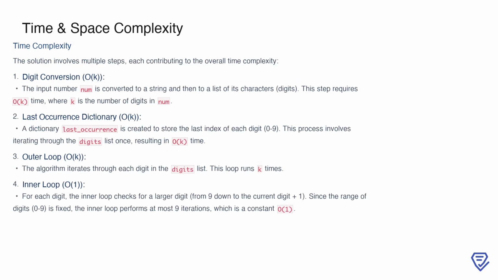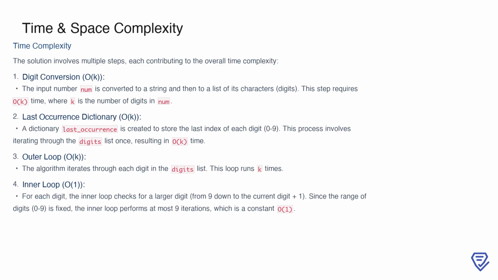To analyze the time complexity of this solution, we break it down into its core steps. First, the input number is converted into a string and then into a list of its individual digits. This operation depends on the number of digits in the number, which we denote as k, resulting in a time complexity of O(k). Next, we build a dictionary called last_occurrence to track the last index of each digit from 0 to 9. Since this involves iterating through the digits list once, this step also takes O(k) time.